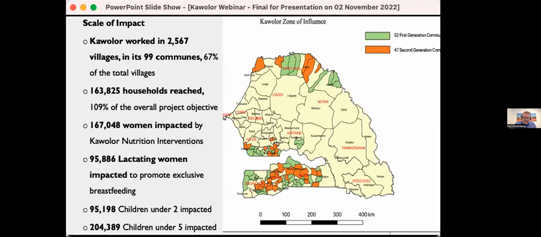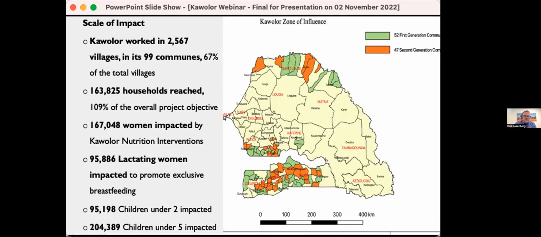To speak to the scale of impact we were able to achieve over the course of the 5 years, Kawolor worked in 2,567 villages in our 99 communes in which we worked. And so this represented 2/3 of the villages in those communes. We touched 163,825 households. And if you estimate roughly 10 people per household in Senegal, that's over 1.6 million people.